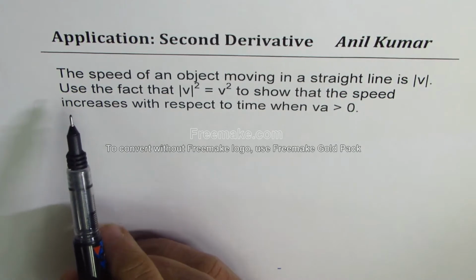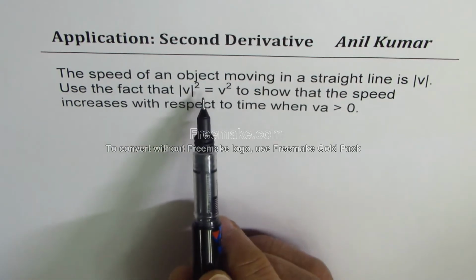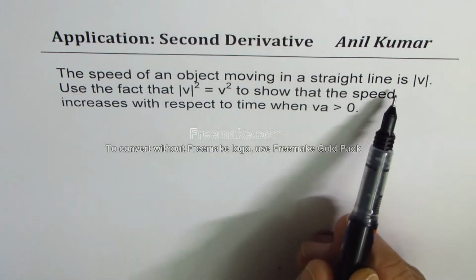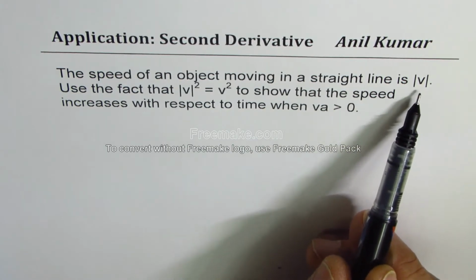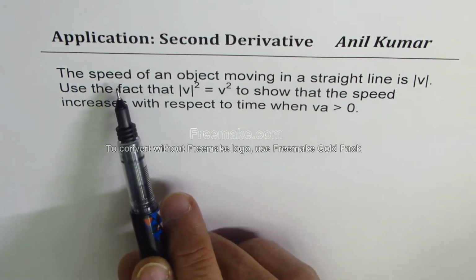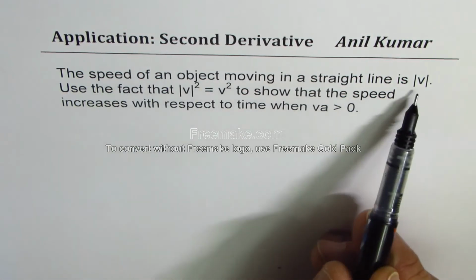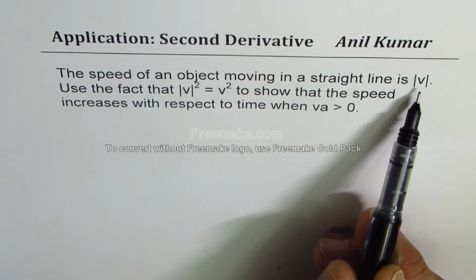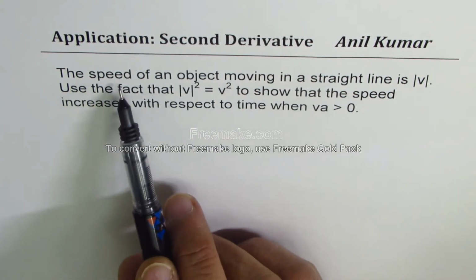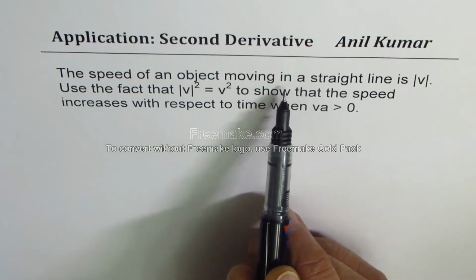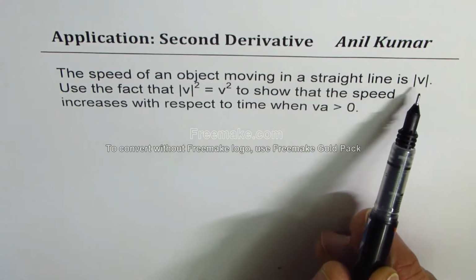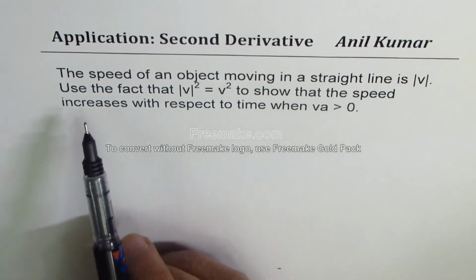The question is: the speed of an object moving in a straight line is the absolute value of velocity, right? In speed, we don't have positive, negative. In velocity, we do have positive, negative. It's a vector. So speed of an object is the absolute value of velocity. That's a fact, right?